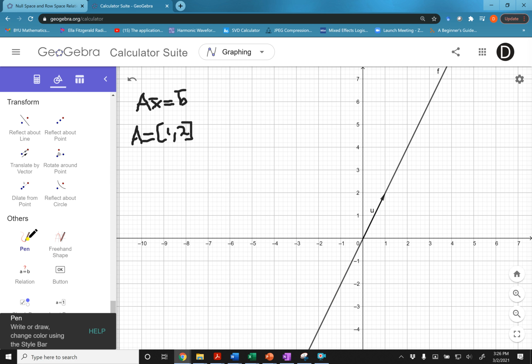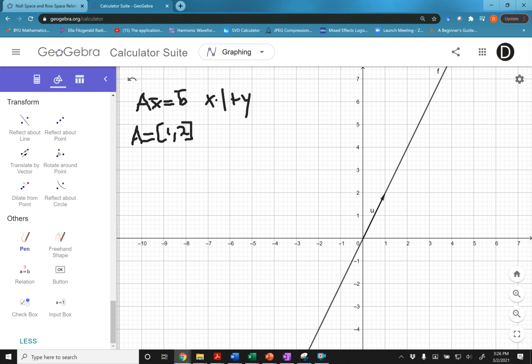If I think about this as x times 1 plus y times 2 equals 0, what are all possible combinations of x and y that make this 0? Well, they could both be 0, so we've got the origin there. But there are others. For example, I could take a negative 2 for x and 1 for y. So right there, that's one possibility.